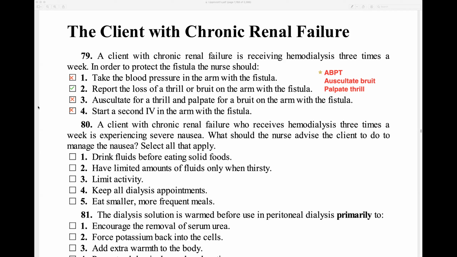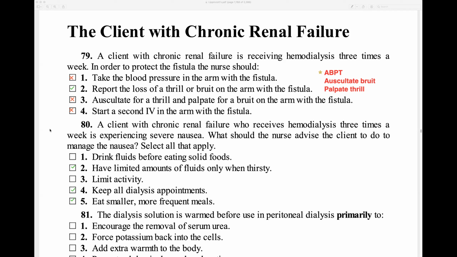So the correct answers for 80 are 2, 4, and 5. Okay. So drink fluids before eating solid foods. So basically, they say that if you drink in between the meals, that could make you more nauseous. Have a limited amount of fluids only when thirsty, so that would help them to manage the nausea.